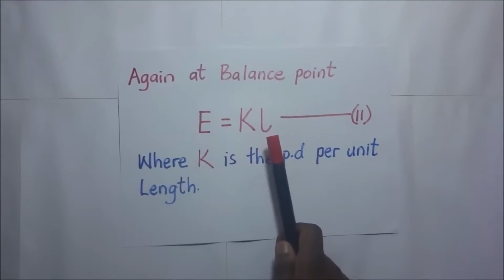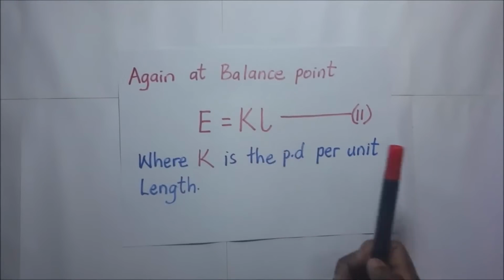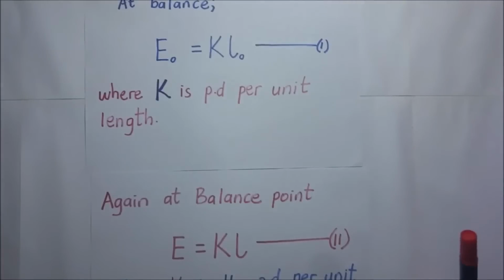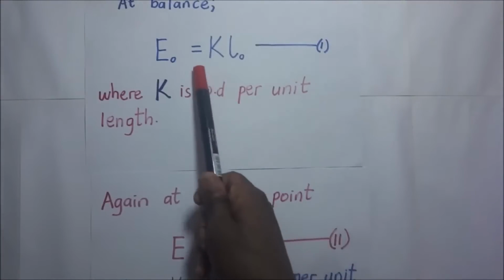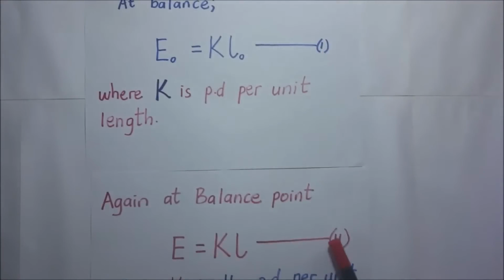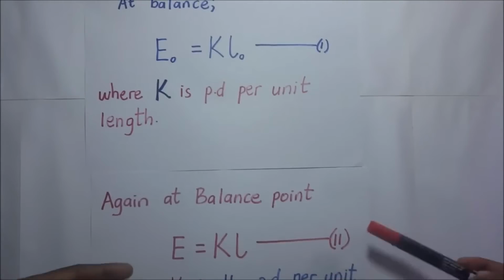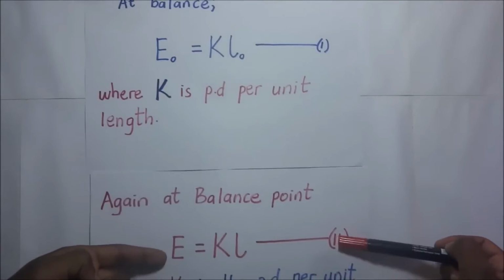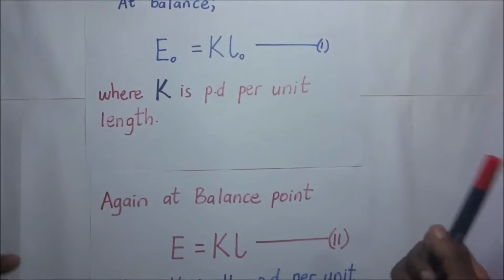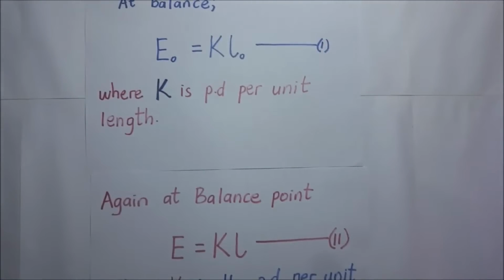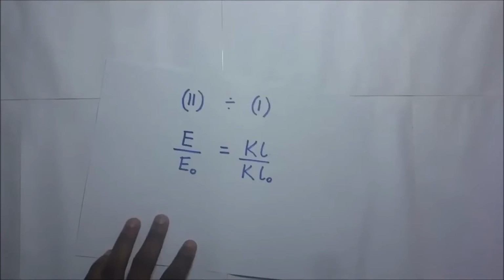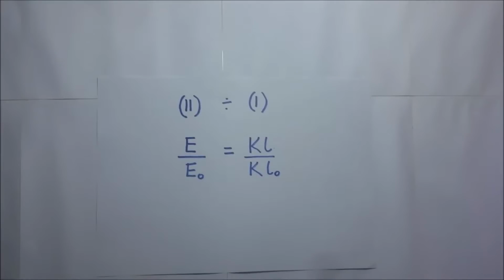And of course, after getting our two equations, we compare them. We now have two equations. We have our first equation right there, and we have our second equation. Since this is about comparing two EMFs, we shall take equation 2 and divide it by equation 1, and we will get an expression that will enable us to compare the EMFs of the two cells. And this is exactly what has been done here.